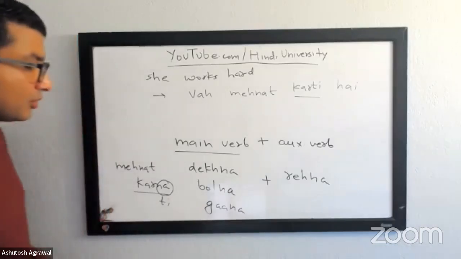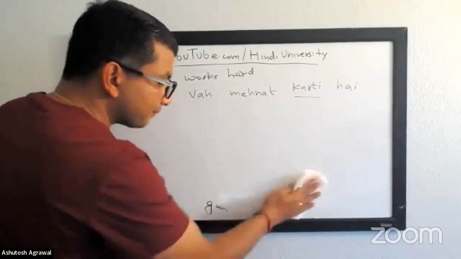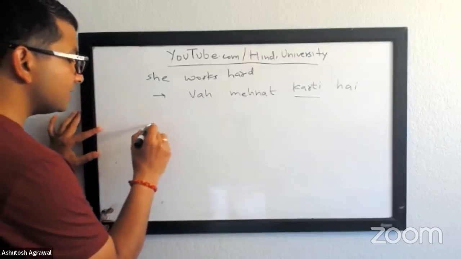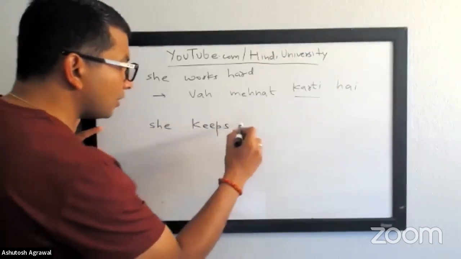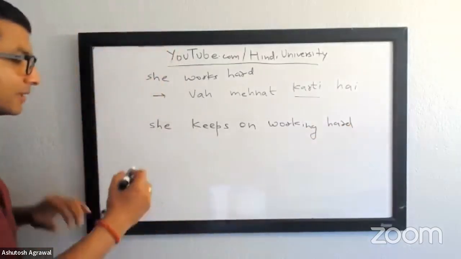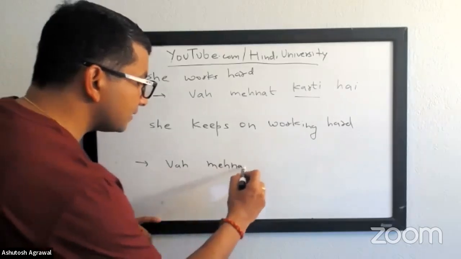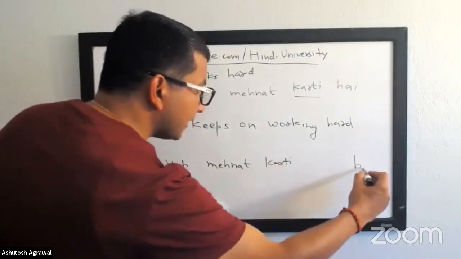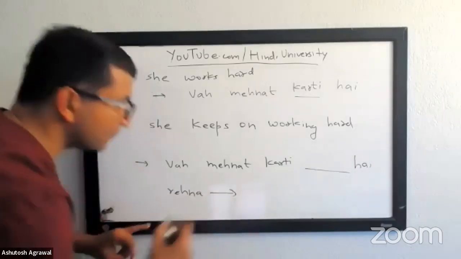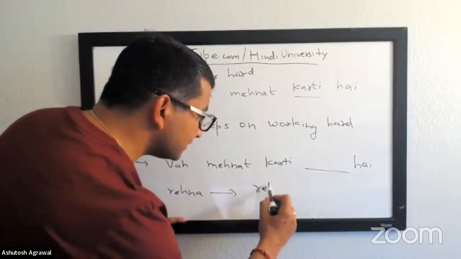When you want to show the continuity, you have to use the right form of मेहनत करना, along with that रहना. Same thing with you, Donna ji. If you want to now say she keeps on working hard, that means it's a continuity, right? What will you do here? You already have वह मेहनत करती है. All you have to do is put the form of रहना to show the continuity. Which form will you use, Donna ji? रहती. Very good. वह मेहनत करती रहती है.